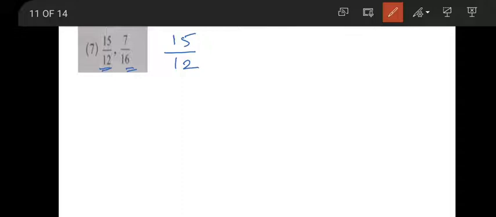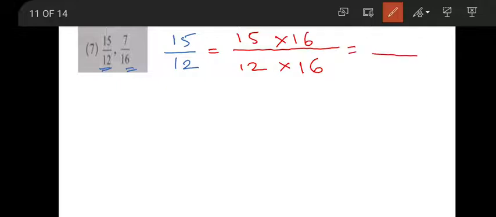So first fraction will be multiplied with 16. This is first fraction, 15 upon 12. I'll multiply this by 16. The same for the numerator, into 16. See how much we get? 15 multiplied by 16 will be 240. And 12 into 16 will be 192. This is the first fraction.